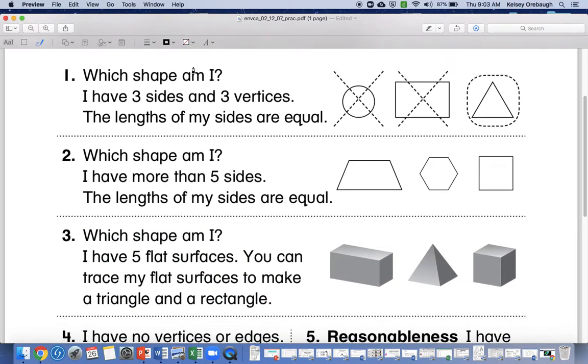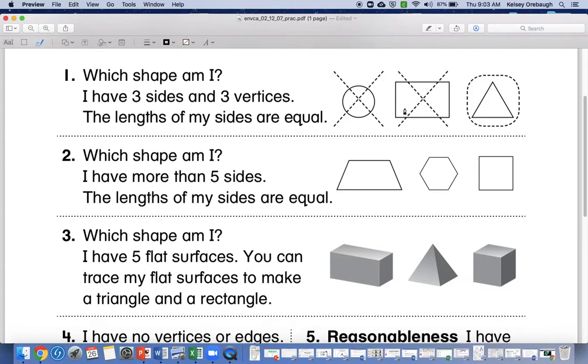Let's look at this. Which shape am I? I have 3 sides and 3 vertices. The lengths of my sides are equal. Okay, so we know what sides are. Vertices. Vertices are the corners in a shape, okay? So let's look at all of these shapes that they've put here. We have a circle, a rectangle, and a triangle. The first clue says I have 3 sides and 3 vertices. Well, automatically we can cross off the circle because the circle has no sides and it has no vertices.